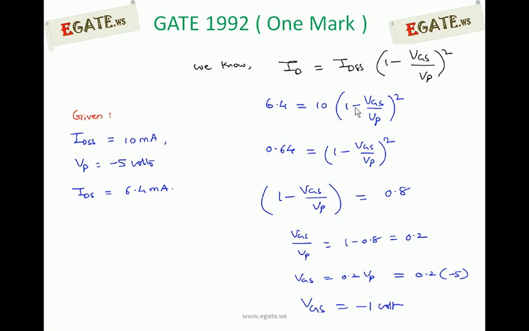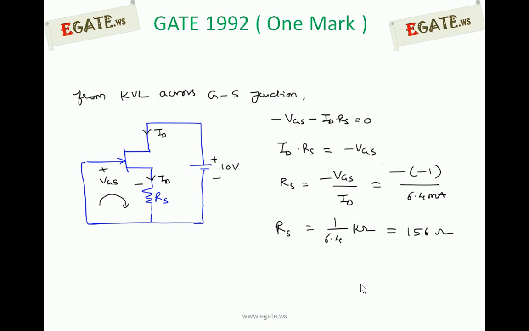Remember that. So if you simplify, what you get is 0.64 is equal to 1 minus VGS by VP, whole square. If you take the square root on both sides, you get 1 minus VGS by VP is 0.8. So VGS by VP is 0.2. Now apply the VP value. VGS is equal to 0.2 times VP, that is 0.2 times minus 5. So VGS is equal to minus 1 volt. So the value of VGS is minus 1 volt to get the drain current of 6.4 milliamperes.